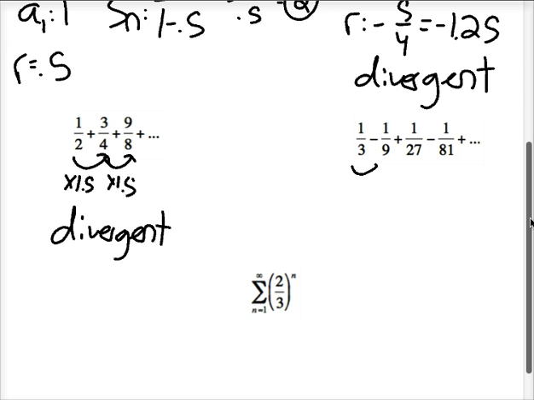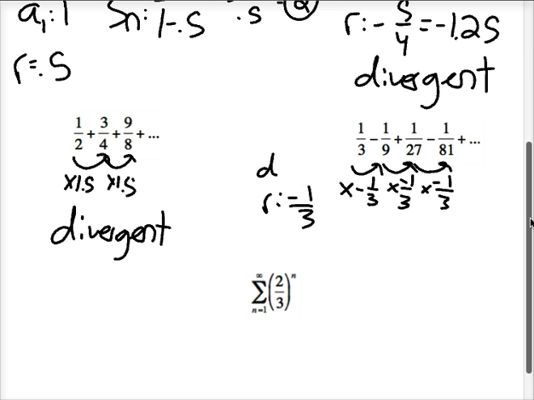Now, what about this one? So here, we're multiplying by negative 1/3 every time to go from term to term. So our R this time is reasonable. Our R we can use. Our first term, our A1, is 1/3. So we can actually calculate this. Okay, we can figure out its infinite sum.